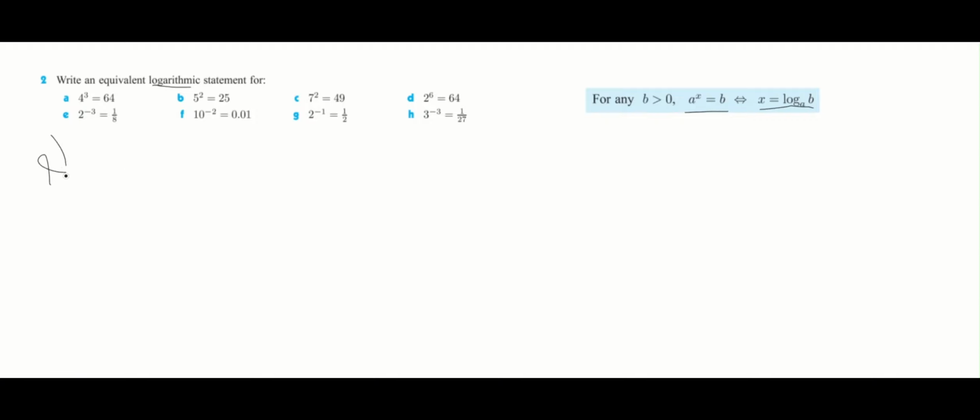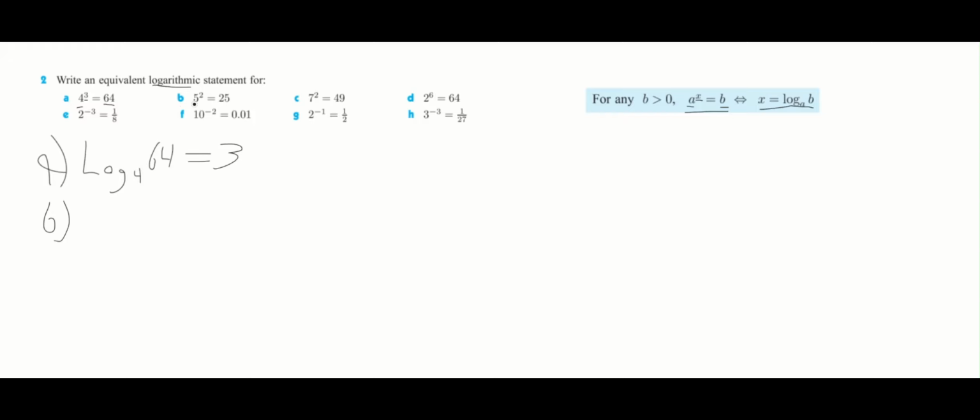So we'll just do an example here. So we have A, we're using this format right now. So 4 is A, 3 is X, and then 64 is B. And so then we need to bring it into this format. So it's log A, which we just said is 4, so log base 4, and then B, which we just said is 64, so 64, and then equals X, which we just said is 3. Easy stuff. Awesome.